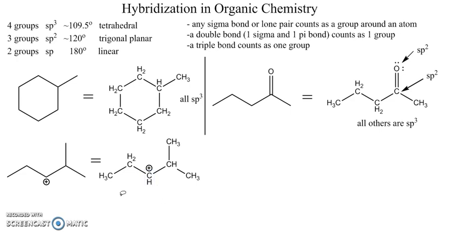It has 1 less bond than it's supposed to. And in the line angle formalism, we always assume any bonds that are not shown are hydrogens. This has 2 hydrogens that are not shown. This has 1. Since this only has 3 groups around it, it's 120 degrees, trigonal planar. All the other atoms in this molecule are sp3 hybridized.